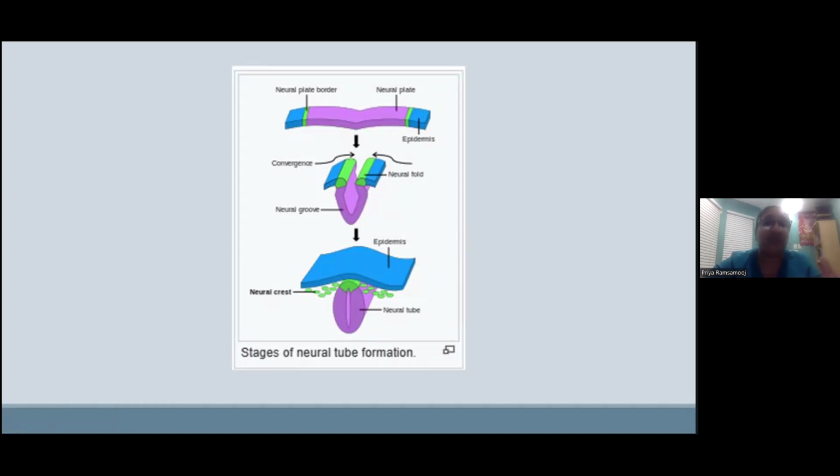Once these neural folds pinch together, they form the neural tube. It's important that we remember at this point that the anterior neural pore closes on day 25 and the posterior on day 28. That becomes vital when we get into the different congenital anomalies.